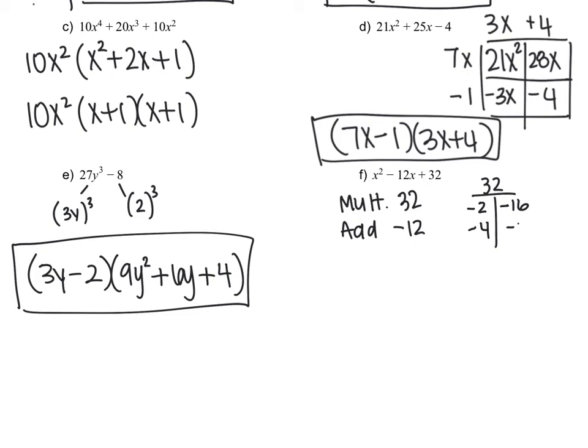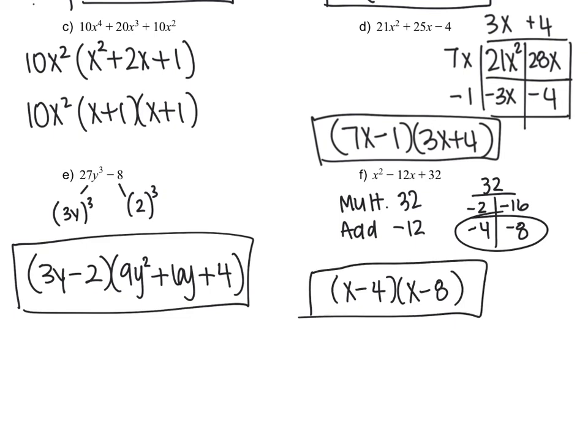Negative 4 times negative 8, which does add to negative 12. So I know those are my 2 terms. So an x minus 4 and an x minus 8, which you could have written the other way as x minus 8, x minus 4. Doesn't matter.